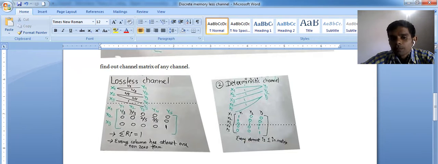1 by 3 plus 2 by 3 is equal to 1. 2 by 5 plus 3 by 5 is equal to 1. 1 is equal to 1. So every column has at least one non-zero element.